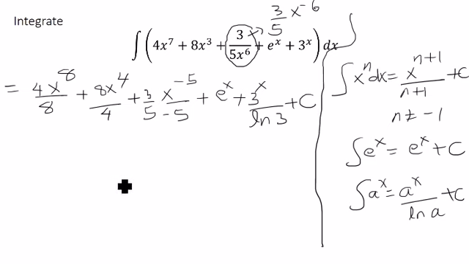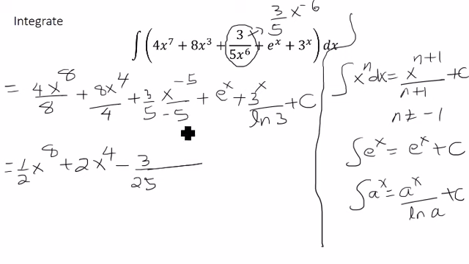Okay, so after simplifying this, we have 1/2 x to the 8 plus 2x to the 4, and then we have 3 over 25 with a minus sign, and then the power of x is negative, so I'm going to move it underneath, so sorry, it should be a positive 5 now, so 3 over 25 x to the 5, and then plus e to the x plus 3 to the x over natural log of 3 plus a constant c.